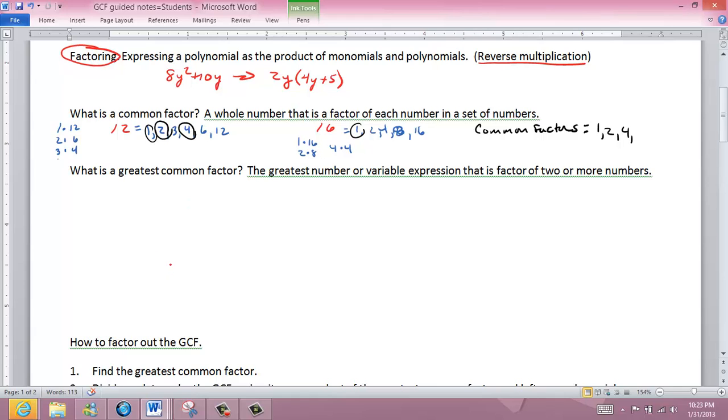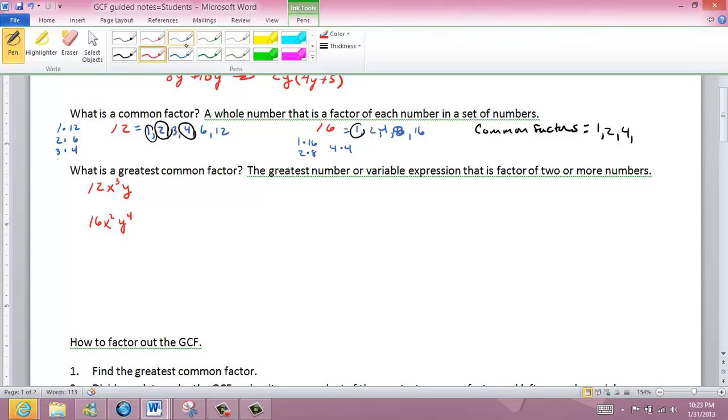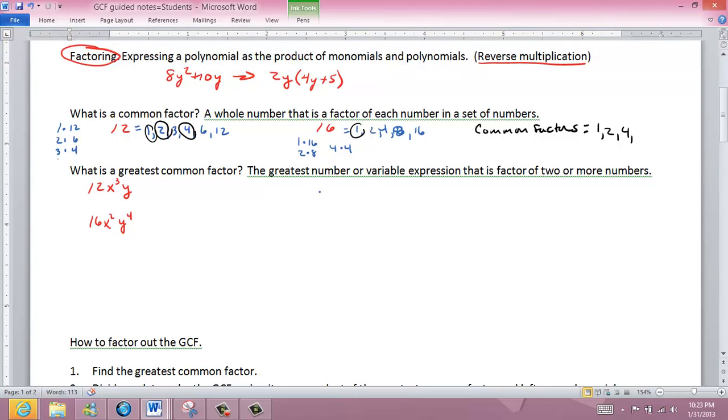We're going to start easy here. Say I gave you the term 12x to the third y and the term 16x to the second y to the fourth. What we're going to do is break this up. Our goal is to find the greatest common factor.